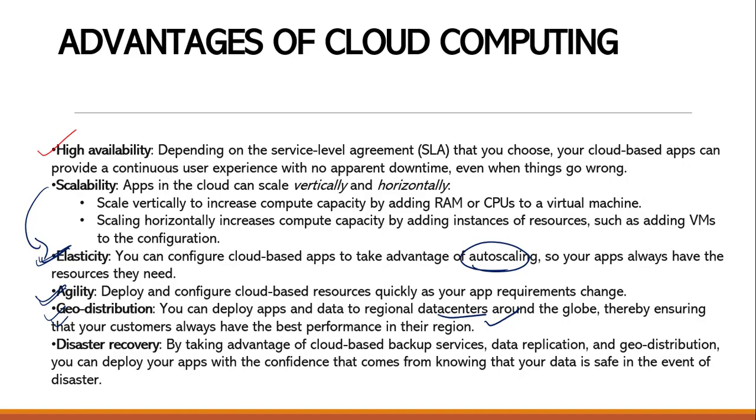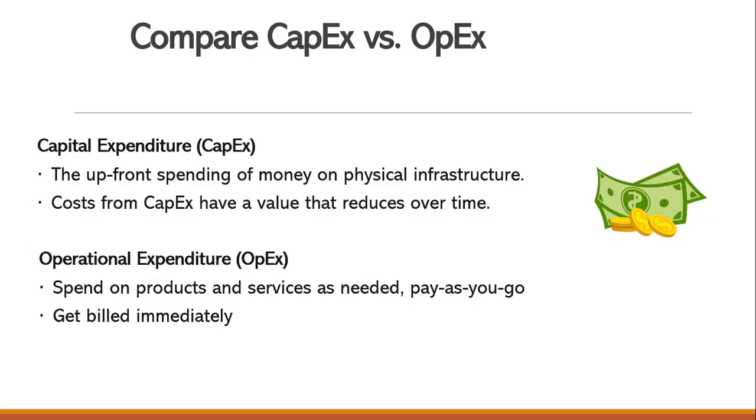Then we have DR strategies, which is very important because the whole data center can go down, the region can go down. So you take advantage of cloud-based backup services, data replication, geo distribution, and you deploy your applications with the confidence that comes from knowing your data is safe in the event of a disaster. Disaster recovery, as the name suggests, is about what to do when the disaster has struck. So there will be terms related to RPO and RTO. We will be talking about them as we go ahead.